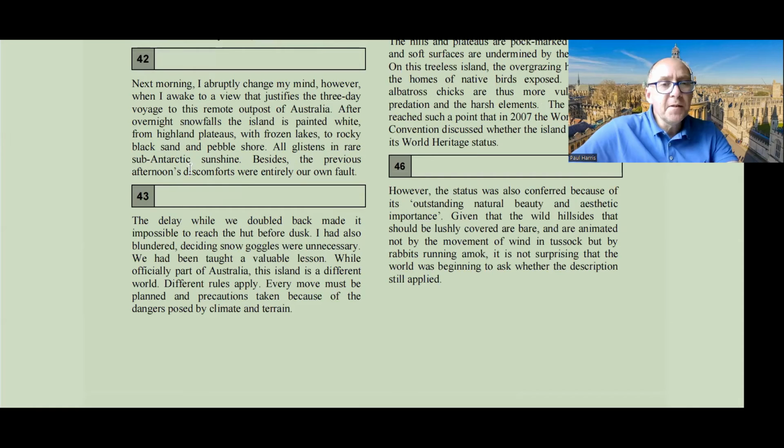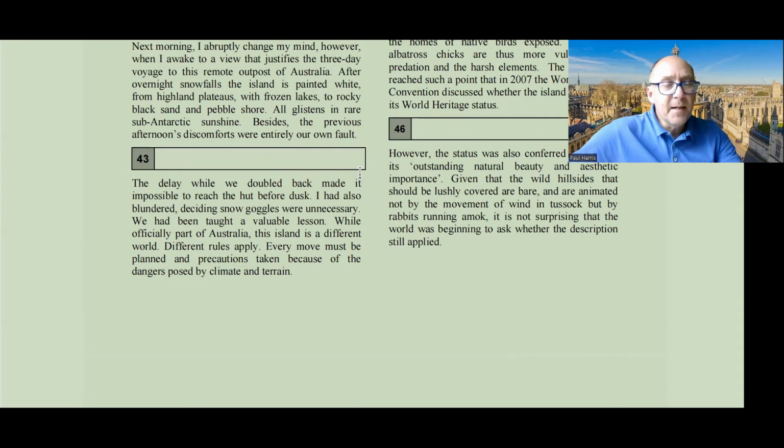Besides the previous afternoon's discomforts were entirely our own fault. So here we can see there was some sort of problem. Discomforts here is definitely going to be a problem, and the problem was their fault. They made a mistake. Let's read afterwards to the space here in 43. The delay while we doubled back made it impossible to reach the hut before dusk. I had also blundered, deciding snow goggles were unnecessary.